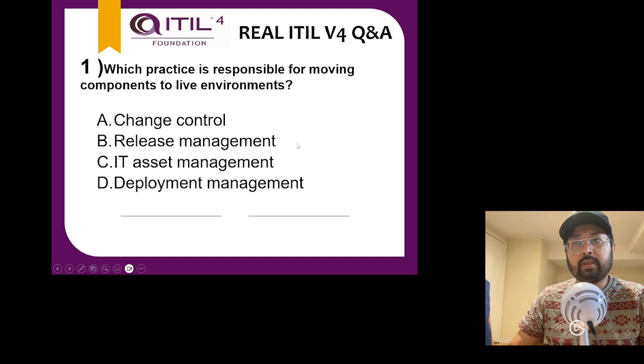And IT asset management is different from the previous two. It's related to IT assets. And last is deployment management.